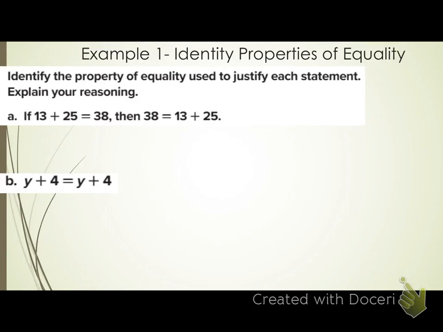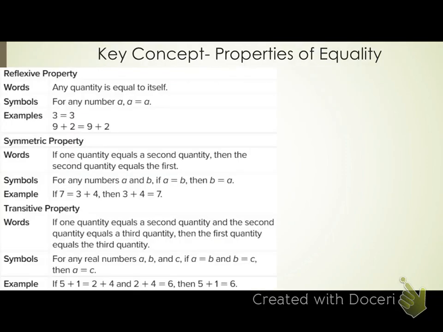So it says, if 13 plus 25 equals 38, then 38 equals 13 plus 25. So, which property justifies this statement? If 13 plus 25 equals 38, then 38 equals 13 plus 25. Which of these three properties helps justify that statement on letter A?